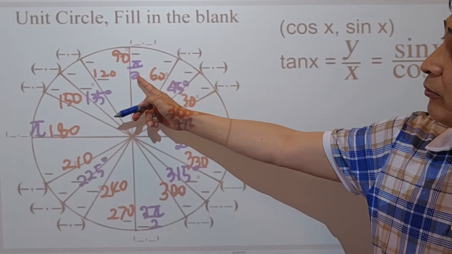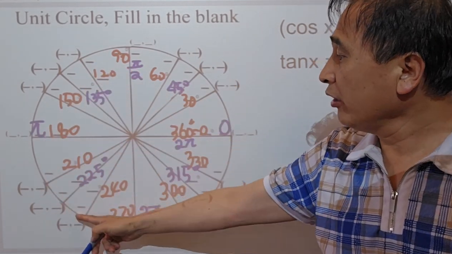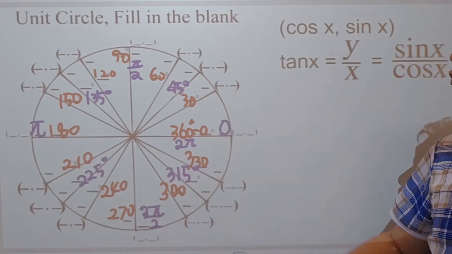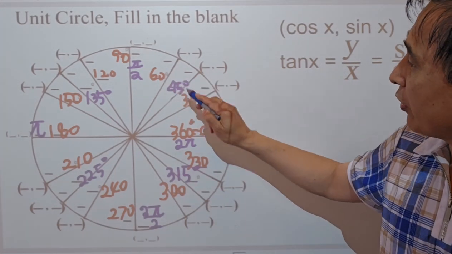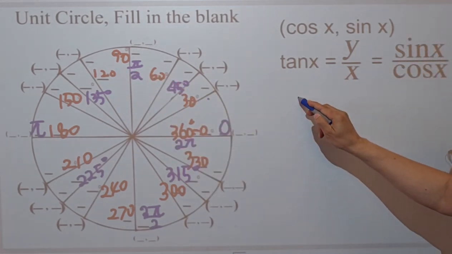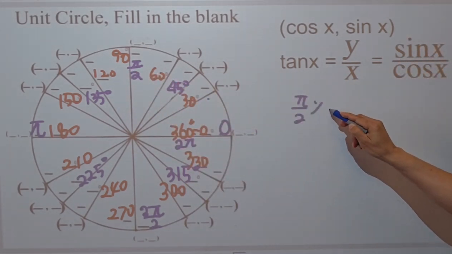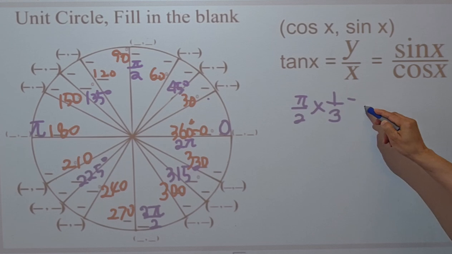So 90 degrees is pi over 2, double is pi, and then you add pi over 2, so 3 pi over 2, and then 2 pi right there, right? And then this is 30 degrees, 1/3 of this, right? So pi over 2 times 1/3 is pi over 6.